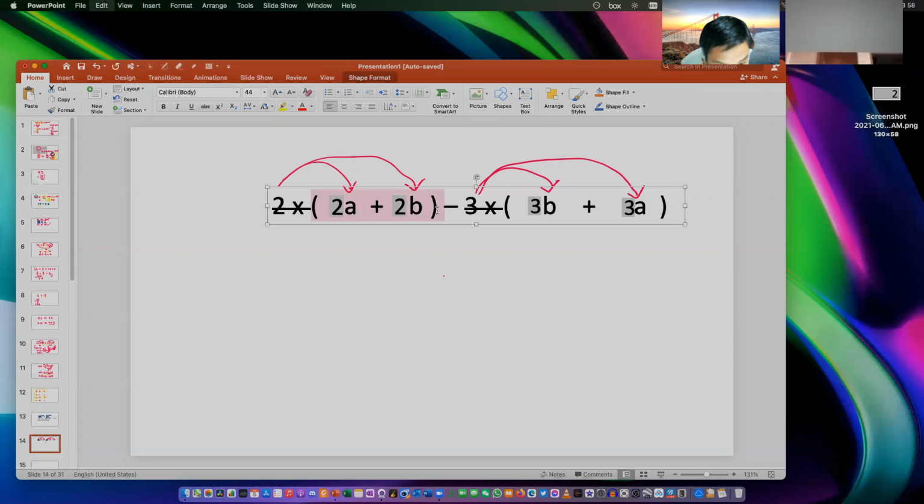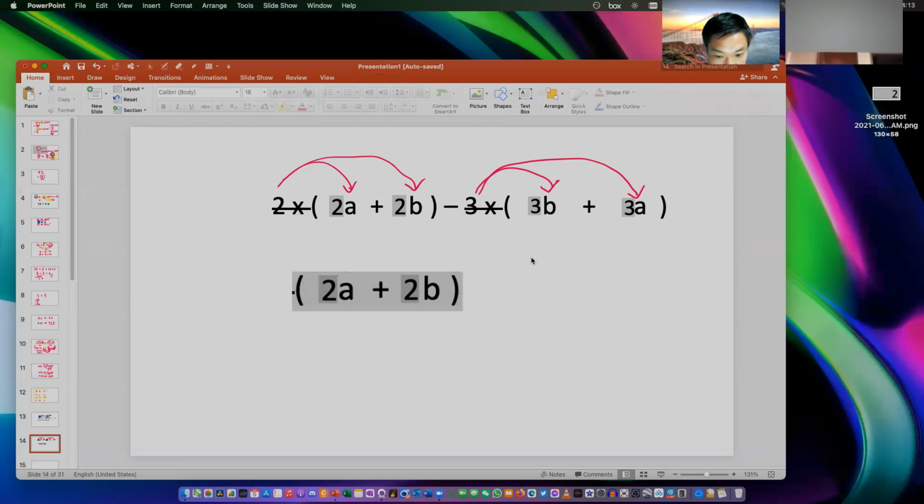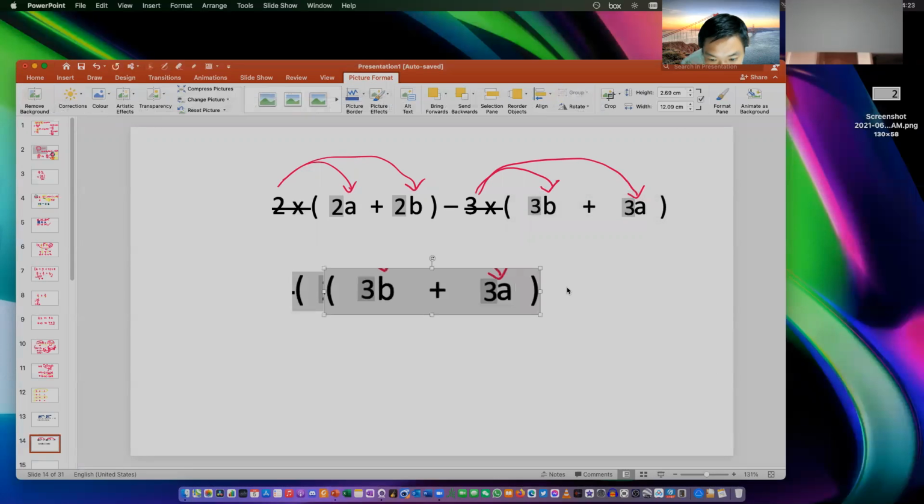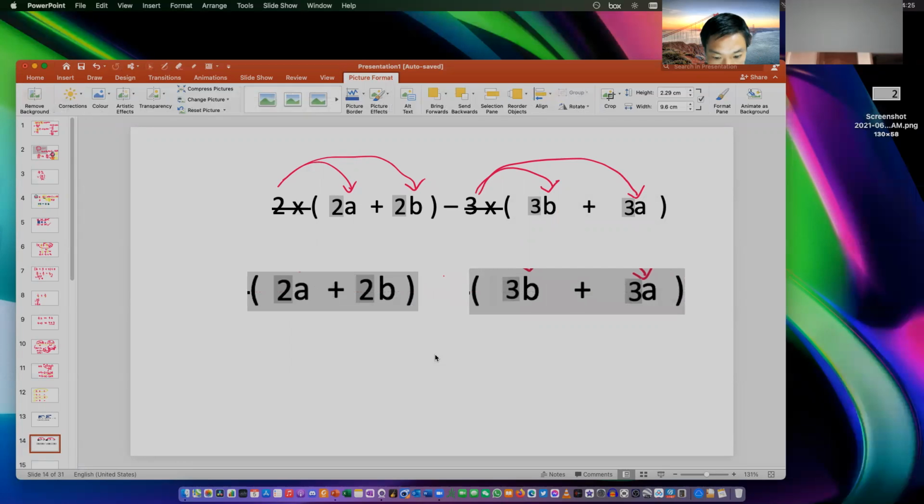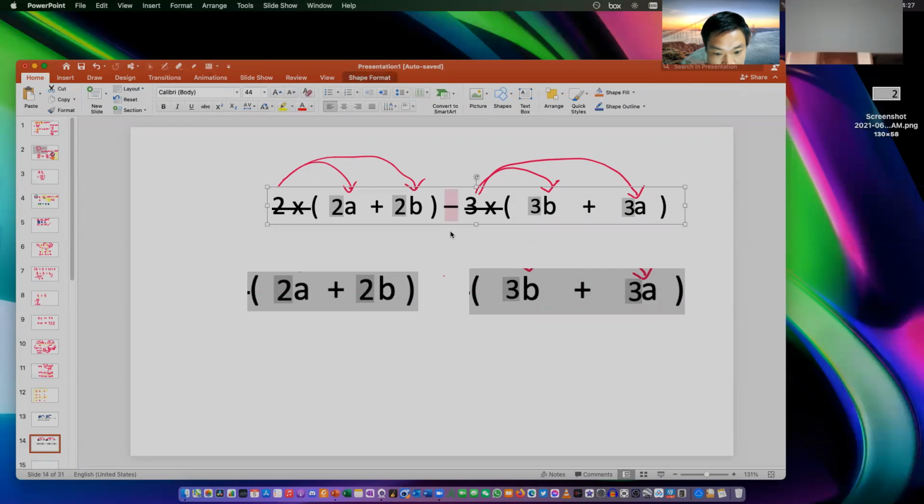So what you end up with is this. Hold on. Let me get rid of this. What you end up with is this. The first part, you end up with this. Then for the second part, you end up with this. Of course, they are separated by a minus sign here. Then you bring down.